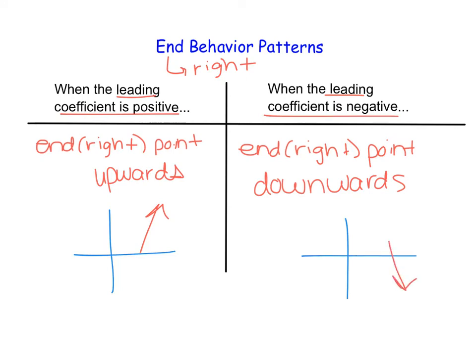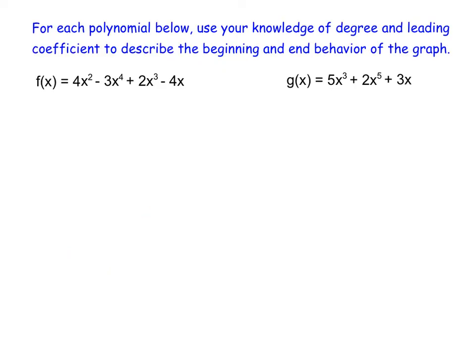So we're going to use these two slides of information to help us make some predictions about the end behavior of a graph. So for each of these two examples, we're going to use the degree and the leading coefficient to describe the beginning and end behavior of the graph. We're not going to really be able to give you details of the middle, but we're going to be able to describe the beginning and end behavior of that particular graph.